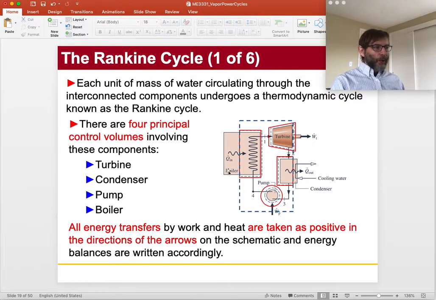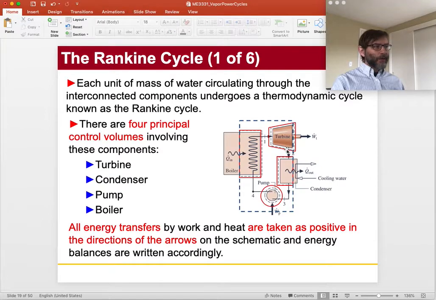So we have these 4 components: the turbine, the condenser, the pump, and the boiler. Now, we can put your 1, 2, 3, 4 wherever you want on this thing, so long as you label it on your diagram, which you have to make, and on the TS diagram, which you also have to make whenever you do one of these cycles, okay?